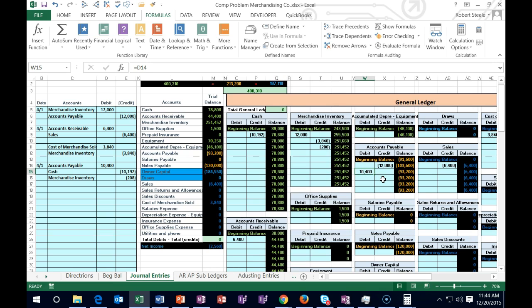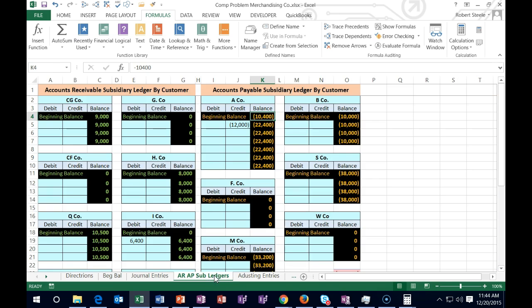We also want to see the accounts payable by vendor here. So we don't have to do this for this problem, but I want to show you that we should record this on our payable account by vendor as well. So here's the vendor, and we can see that there's the 10,4 owed to A. We paid it now, so we're going to record the same activity on the general ledger.